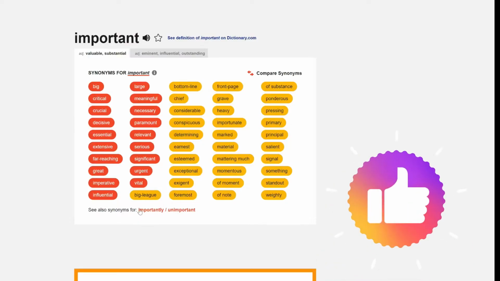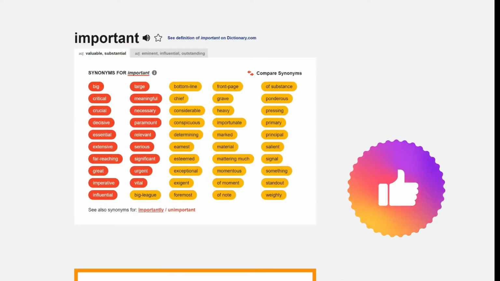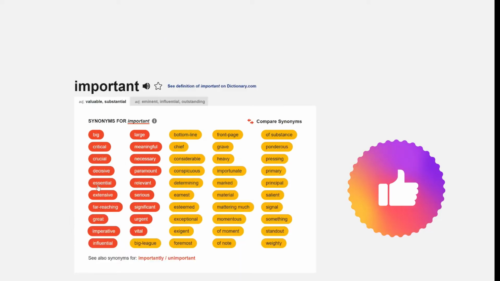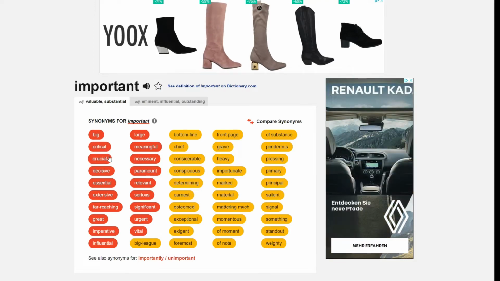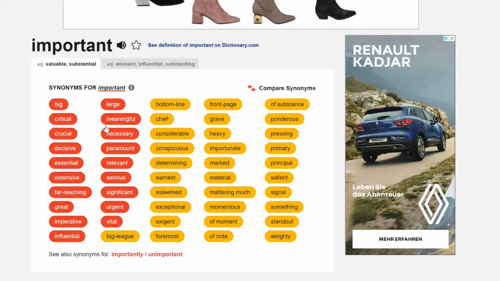So you can see here the most searched words today. First one is important. So if you're writing about something and you keep saying, oh, it's very important that we do this or that, you want to mix it up a little bit, you just come here. We'll take this one since it's a popular one to look up. And then you have these other ideas. So instead of saying something is important, you could say that it's critical. That's very important. Crucial, vital, urgent, significant.